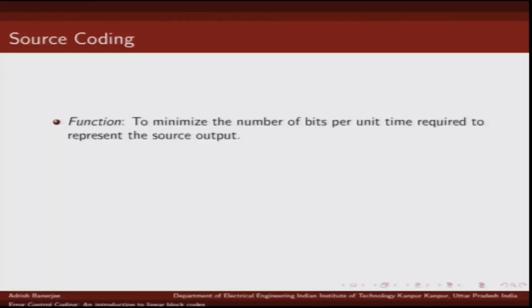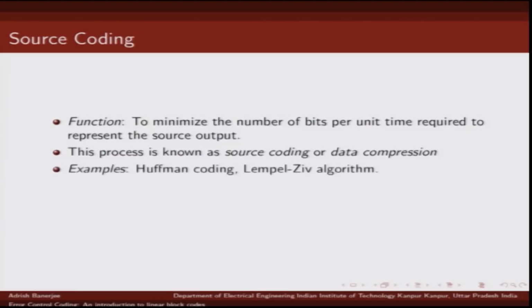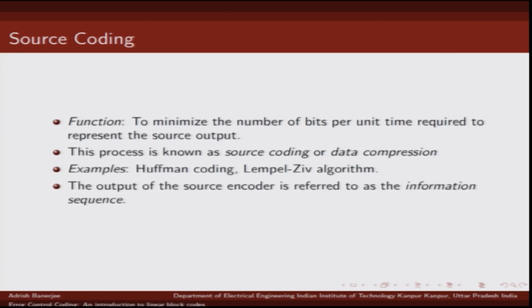The source encoder will represent our source compactly in the minimum number of bits required. That is the objective of the source encoder. So, it does data compression. Some examples of data compression techniques are Huffman coding and the Lempel-Ziv algorithm. We will not be talking about these, because they are topics of interest in information theory. We will restrict our discussion to coding theory topics in this course.